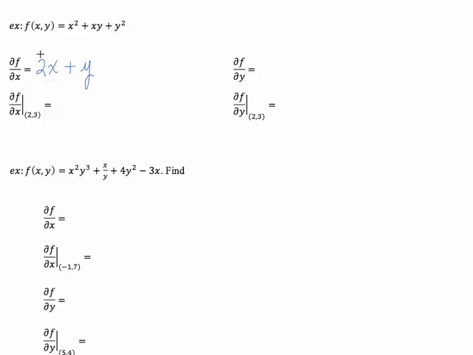And then once you get the partial of f with respect to x, you can plug in numbers for x and y to find the slope of the tangent line at a particular point. So you could plug in 2 for x, 3 for y.